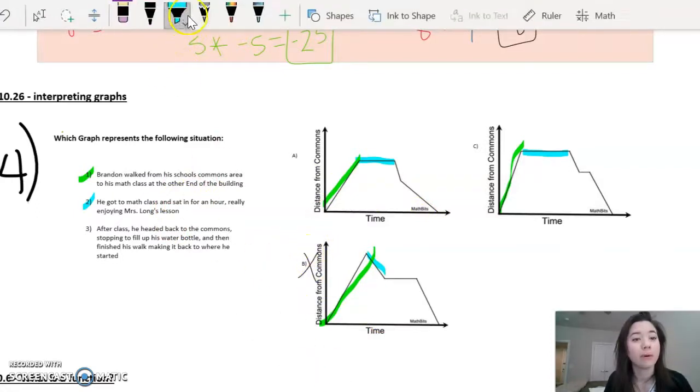And then the last part of this, we have after class he headed back to the commons, so my distance should go down.